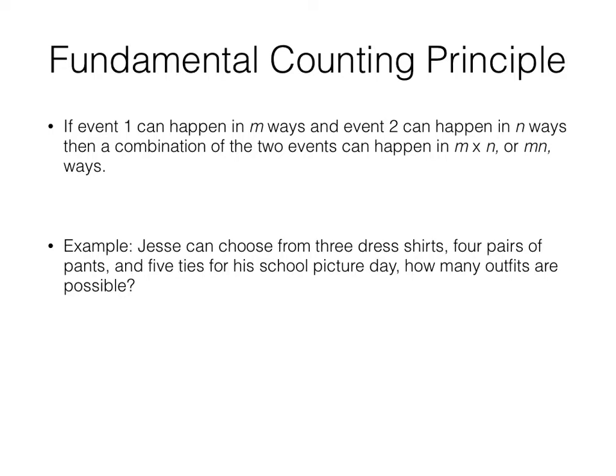Example, Jesse can choose from 3 dress shirts, 4 pairs of pants, and 5 ties for his school picture day. How many outfits are possible? So first of all, there's a glaring grammatical error here in punctuation and capitalization. This should have been a period, and this should have been a capital H. So, shirt, pants, tie. Of course, he has other things he's going to wear, but those are the main things here.